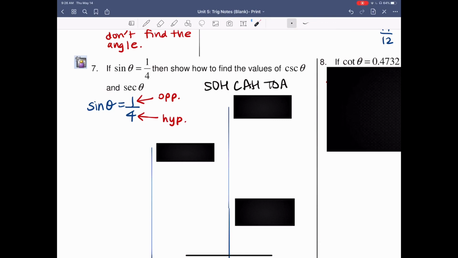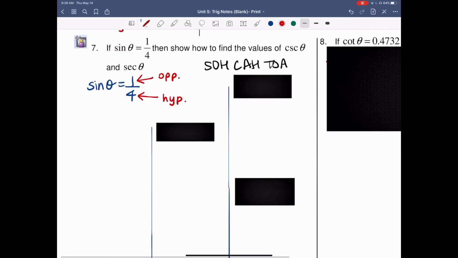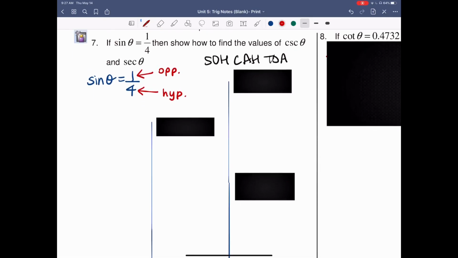Because what that means is you're basically given that for some sine theta, so for some angle, its trigonometric ratio is equal to 1 over 4. If that's the case, that means that my 1 is represented by opposite and my 4 is represented by hypotenuse. I'm going to keep going again. I don't need to be finding my theta. That's not really important. They're asking me for the values of cosecant theta and secant theta, which are just the secondary trig ratios.